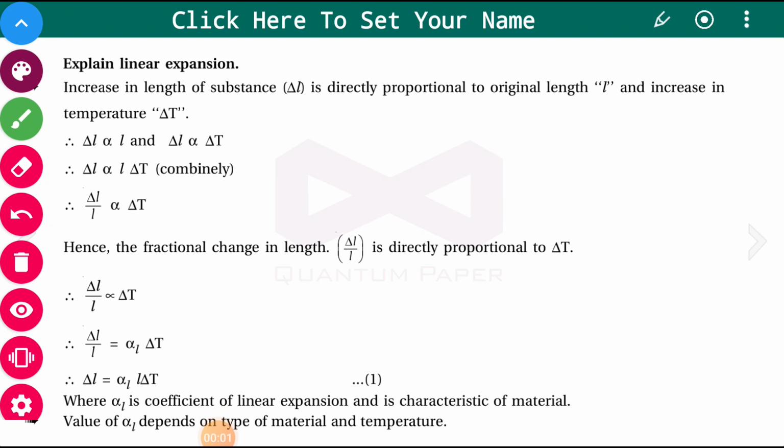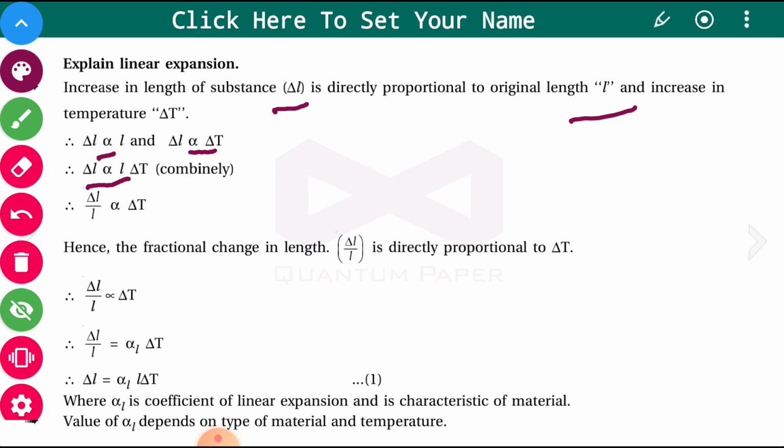Today we shall discuss linear expansion. Expansion means you have a rod of length L, and if you supply heat, its temperature is increased by delta T, then there is a change in length by delta L. Initial length is L. Now this delta L is found to be directly proportional to the initial length and the change in temperature. If you combine them, then delta L is proportional to L into delta T.